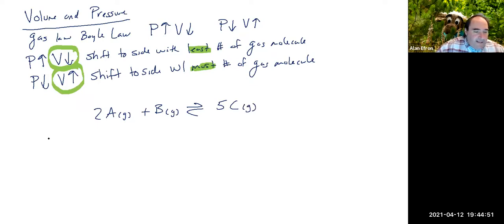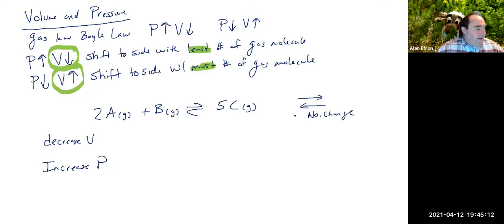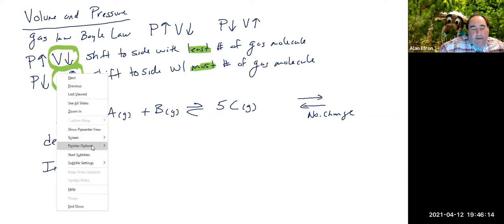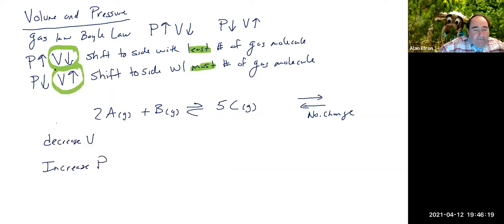So if I decrease the volume here, if I increase the pressure, take a moment and think: will it go to the right? Will it shift to the left? Or will there be no change based on this reaction? Take a moment and we'll talk about it. Look and see how we can go after this one. First one, we're decreasing the volume. When we decrease the volume, that means the pressure will increase in that case.